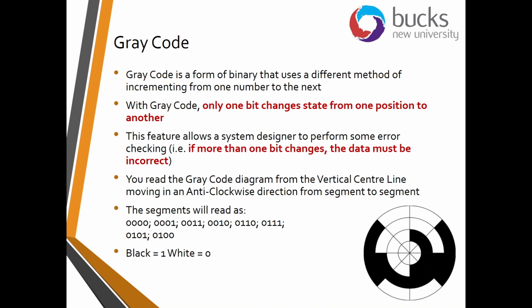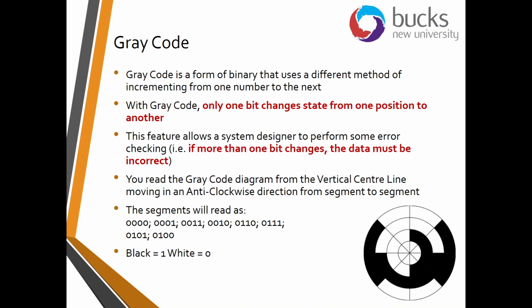So you read the grey code diagram from the vertical center line moving in an anti-clockwise direction from segment to segment. So grey code is shown as a diagram, a diagrammatical representation, and you can see the example of the grey code that I have on this slide in the bottom right corner. So you take it from the center line, and you go anti-clockwise, segment by segment, like segments of a cake really, as you work your way round.